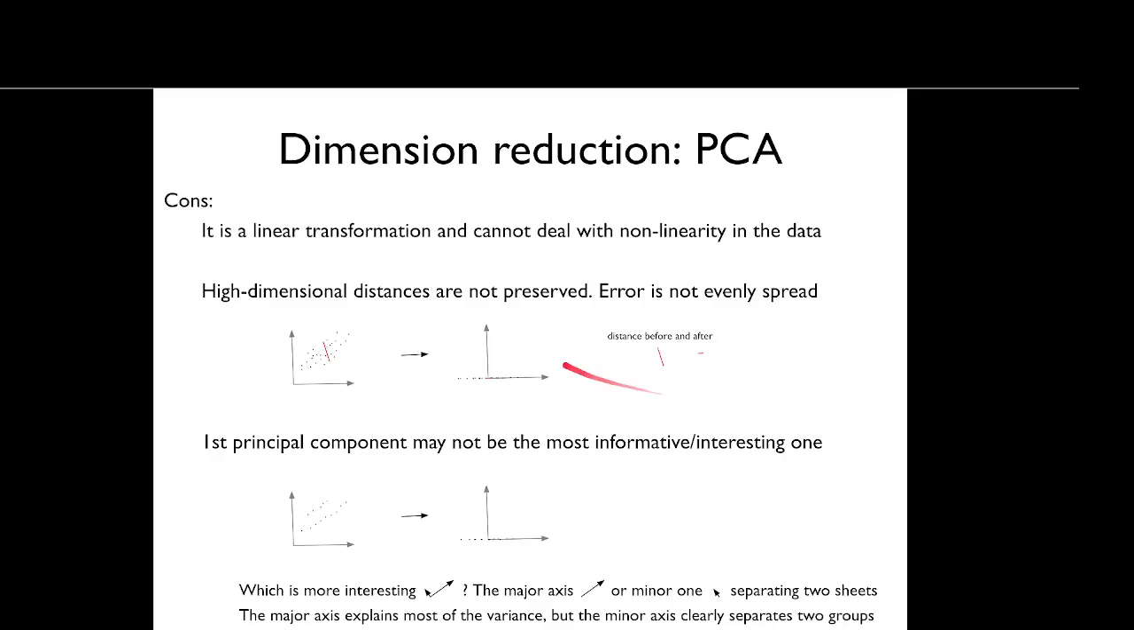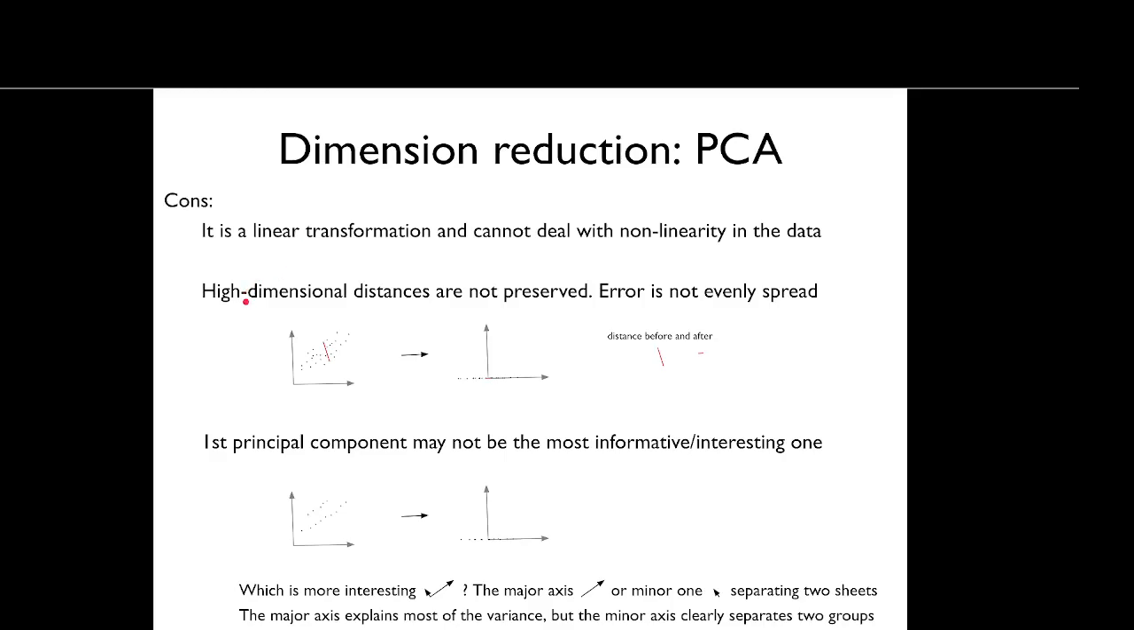Now, what are the cons of PCA? Well, the main con is that it's a linear transformation, and that means it cannot deal with non-linearity in the data. So linear transformation here does not refer to the complexity, but that it is basically a linear combination of all of the dimensions being computed. And if we have data that is, for example, grouped by density and so on, then that cannot be handled by PCA.